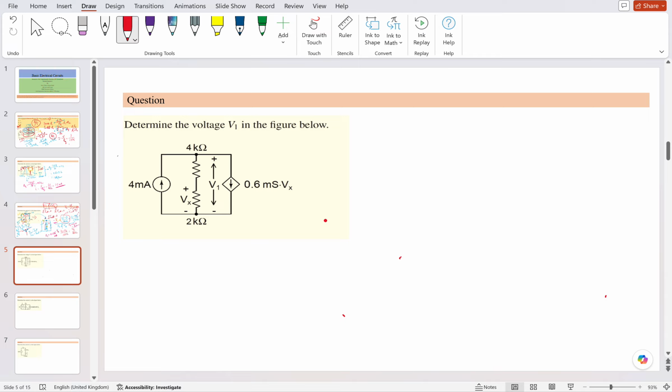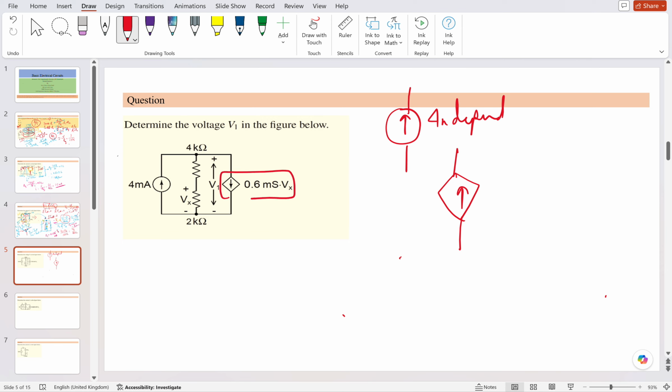Sir, what's the difference between the circle notation and diamond notation in the current source? The circular one shows an independent source. The diamond notation shows a controlled source. Here, this current is dependent upon a certain voltage, so I is a function of that voltage.